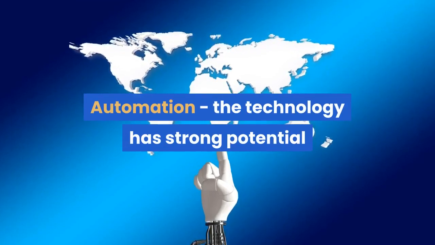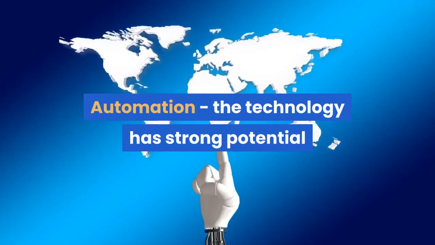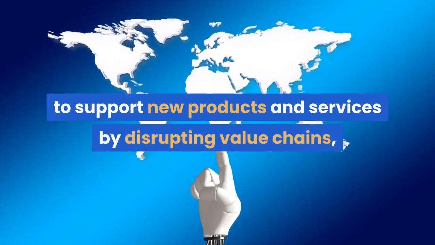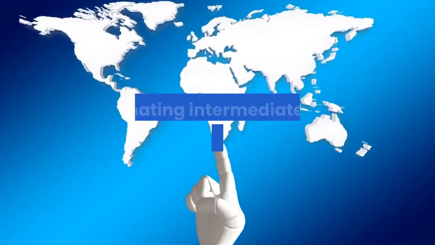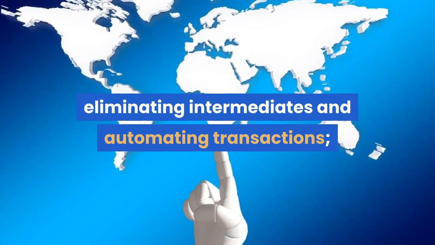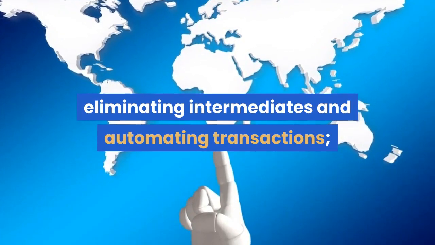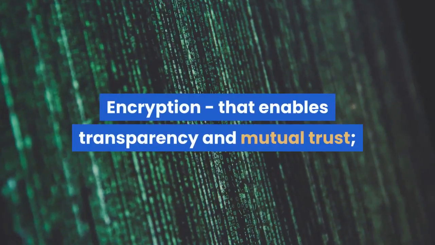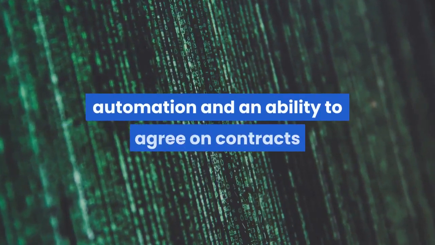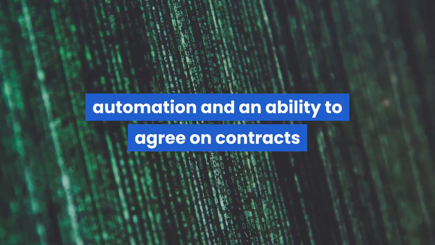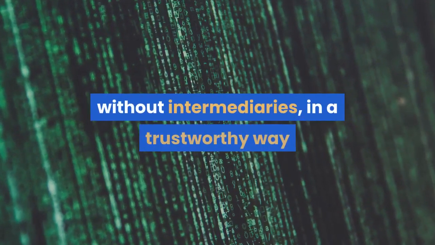Automation. The technology has a strong potential to support new products and services by disrupting value chain, eliminating intermediary, and automate transaction. Encryption. That enables transparency and mutual trust, automation, and an ability to agree on contracts without intermediary in a trustworthy way.